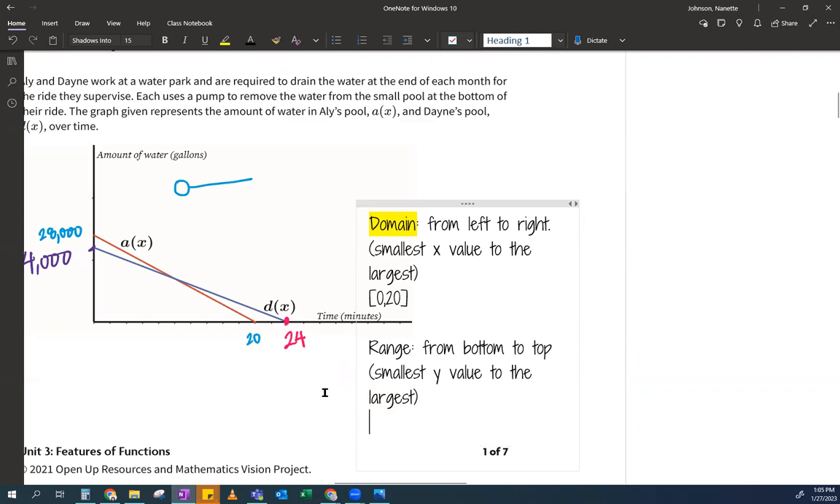Now, this is where people messed up. They wrote this, and this is wrong. People wrote their range like this. They said, oh, it goes from 20, 0, and then they put parentheses on this like this, to, and then they put 0, 28, oops, 28,000.